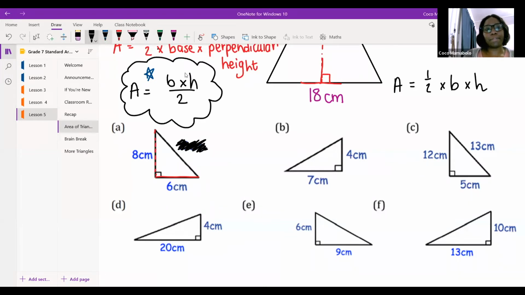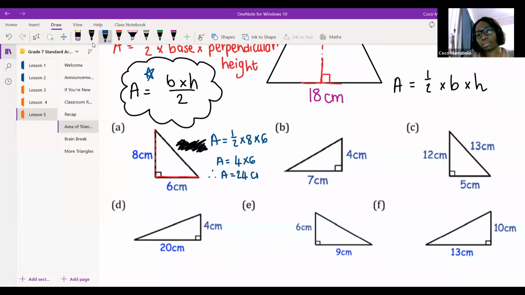Area equals a half times 8 times 6. Therefore, A equals 4 times 6. Oh, and I'm writing the therefore in the wrong place. Now I can say, therefore, A equals 24 centimeters.